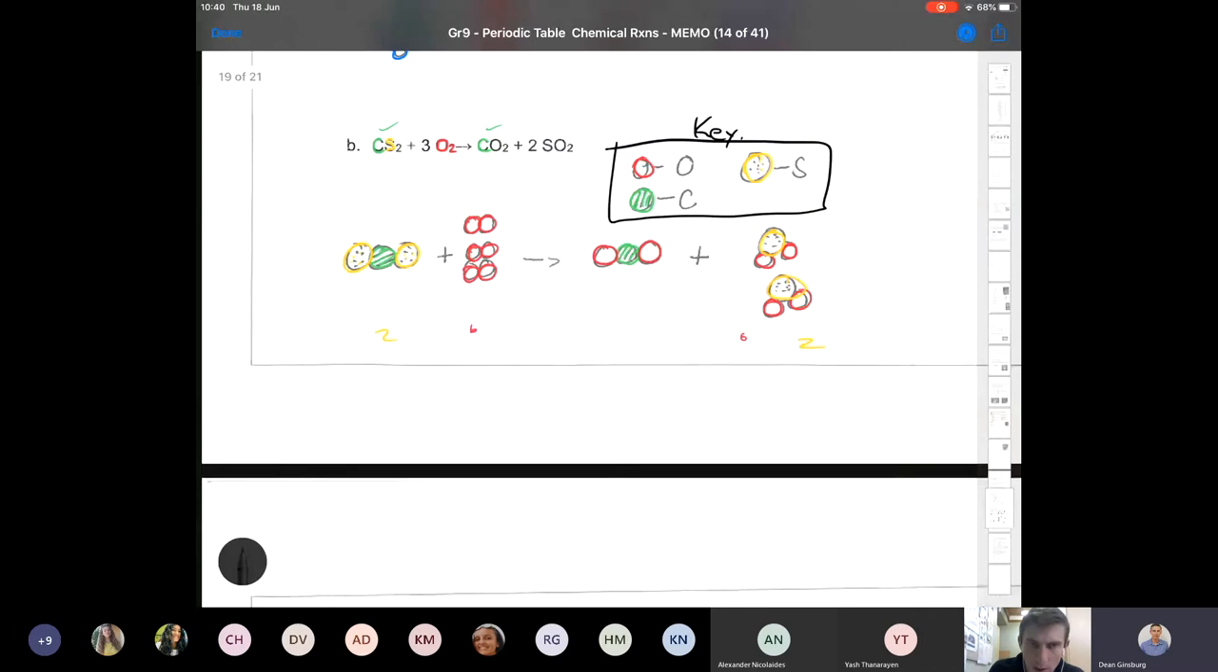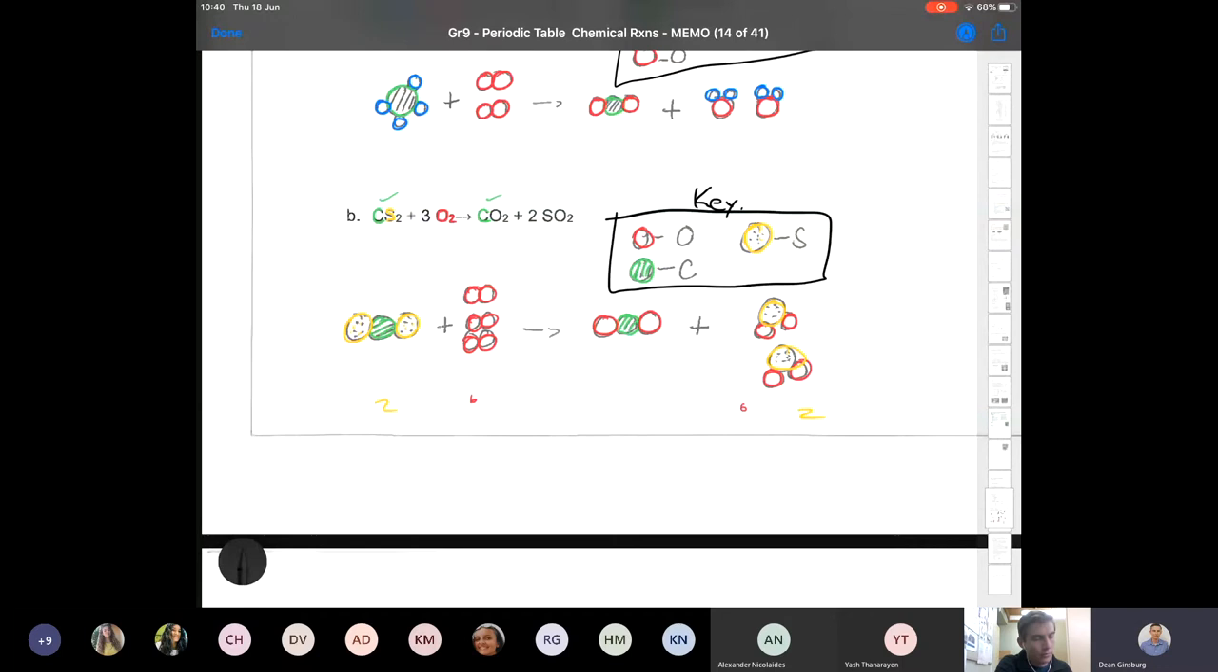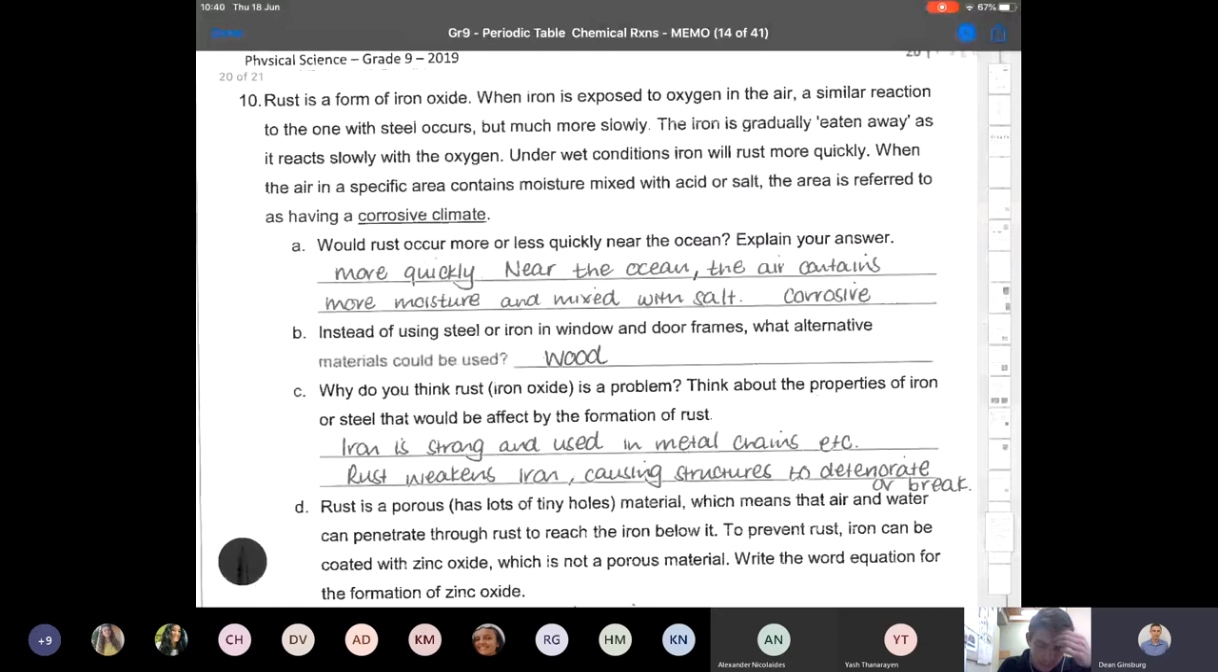Alex, pick a friend to do the next one. I'll pick Connor. Connor, you there? Yes, sir. All right, so let's read together quickly. Rust is a form of iron oxide. I'm sure you've seen a piece of metal lying around somewhere that's gone all rusty. The piece of metal is iron, generally. And the iron has then reacted with oxygen in the air. We call it rust, that orangey stuff you see on the outside of the metal.